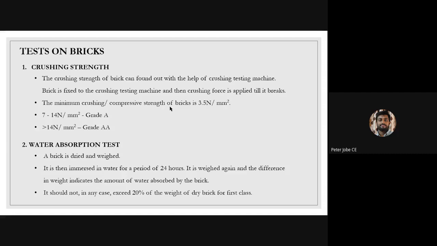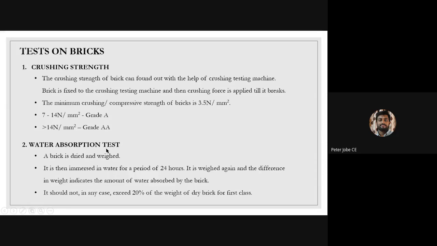A bricks, and if it is more than 14 Newton per mm square, it is classified as grade AA bricks. So I hope you have understood what is meant by Newton per mm square. For a 1 millimeter square area, the maximum weight or load it can take will be 14 Newton for 1 millimeter square area on the surface of the brick. It's known as Newton per mm square.